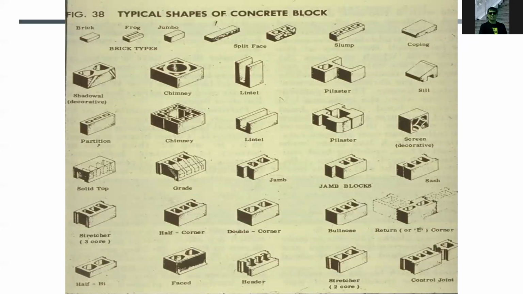So these are different shapes of concrete blocks. As you can see in the figure, we have the brick types, the split face, the slump. We have the coping, chimney, lintel for beams, pilasters, screens for decorative purposes or for window openings, stretchers, half corners, bullnose, stretcher 2-core, stretcher 3-core.